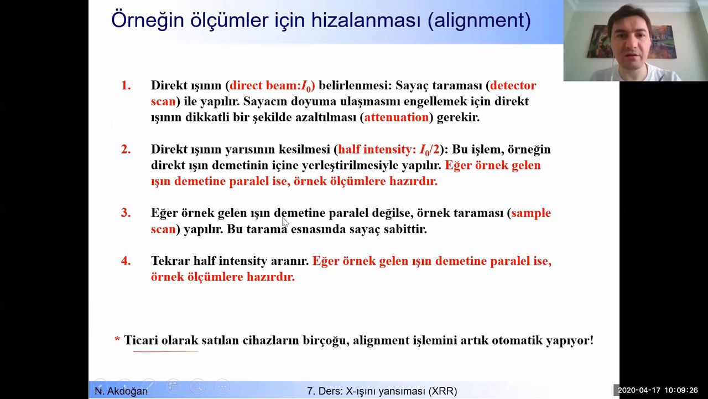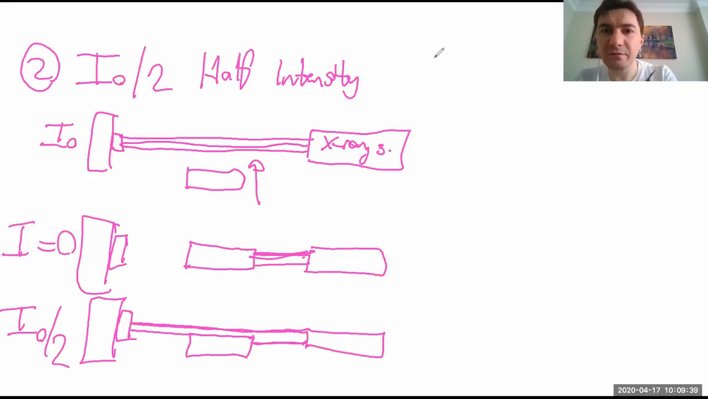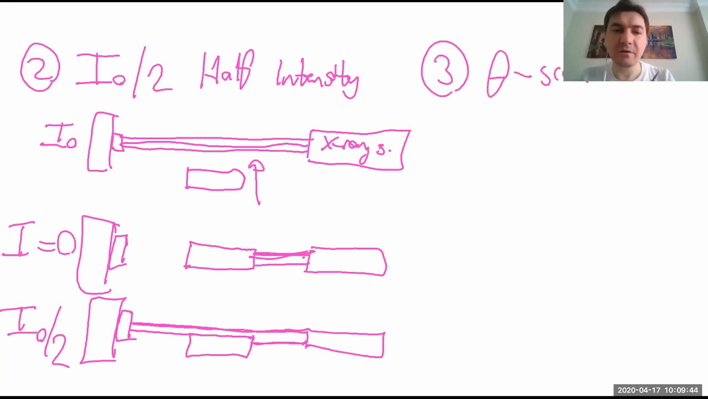So what is the next step? The next step is the sample scan, this third one, okay? So what is the sample scan? Let's continue with it. You can say theta scan. Okay, so here, what do you see? This is the surface of the sample, and this is the X-ray beam. And by eye, you cannot judge whether they are parallel or not. But in reality, the surface of the sample must be parallel to the beam.